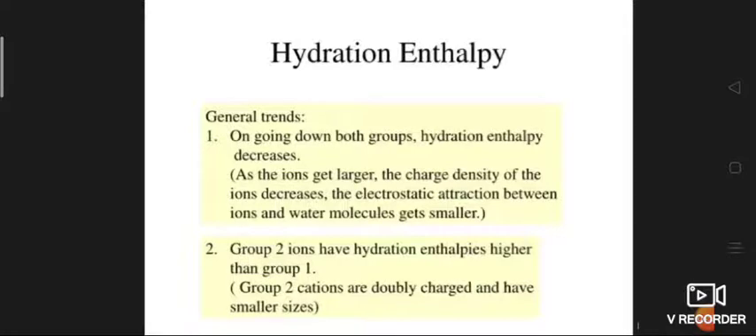What happens to the hydration enthalpy as we move down? It decreases, because as ions get larger, the charge density of the ion decreases. Note this point: group 2 has hydration enthalpy higher than that of group 1. Group 2 ions are doubly charged and have smaller size.